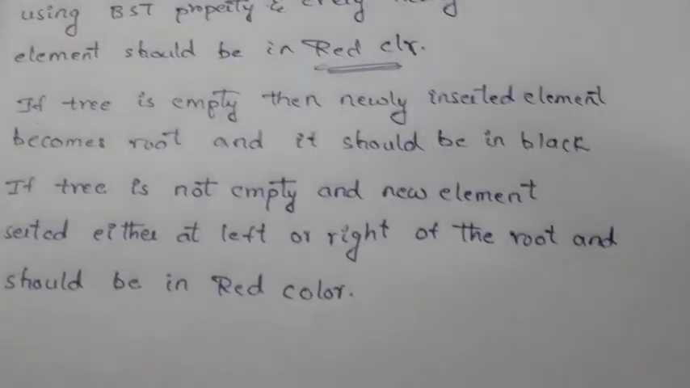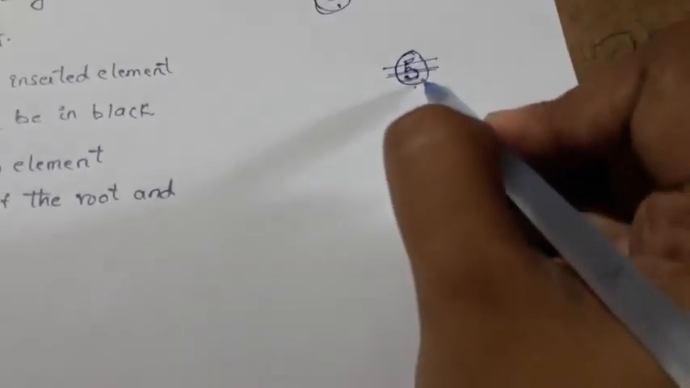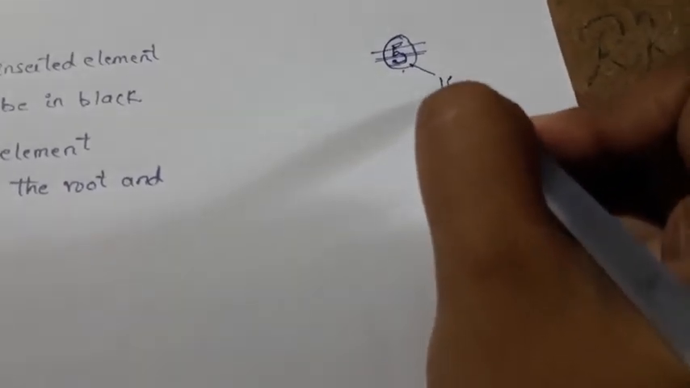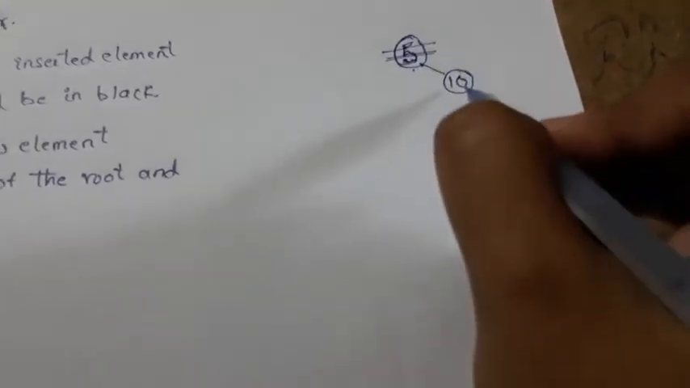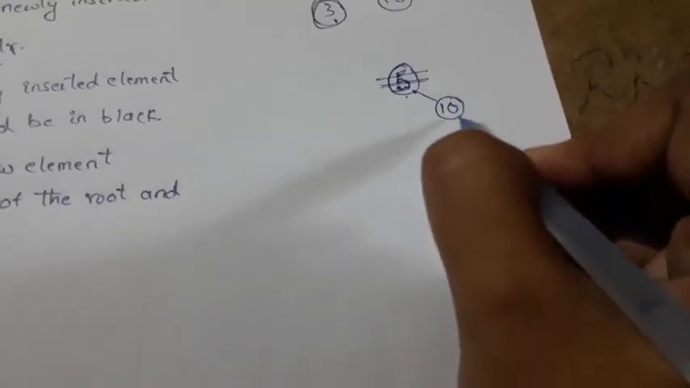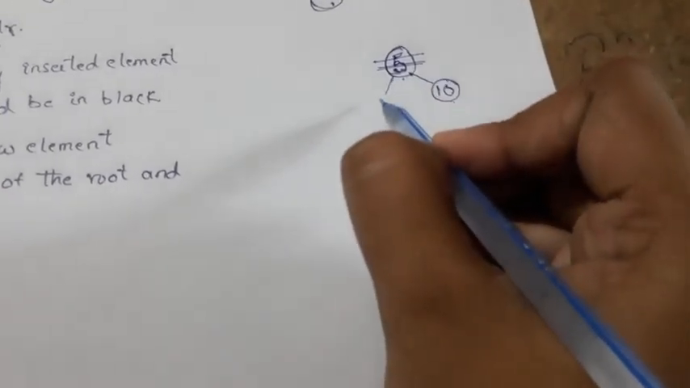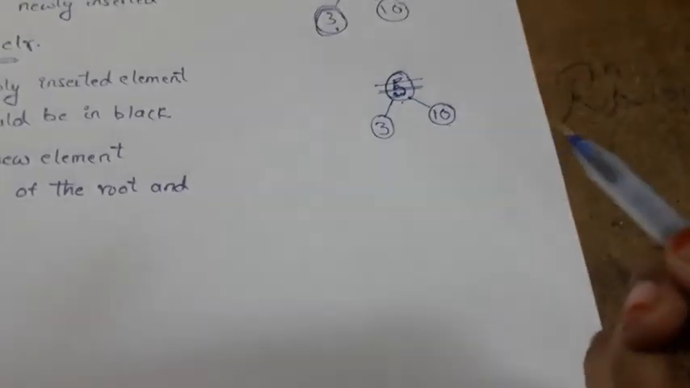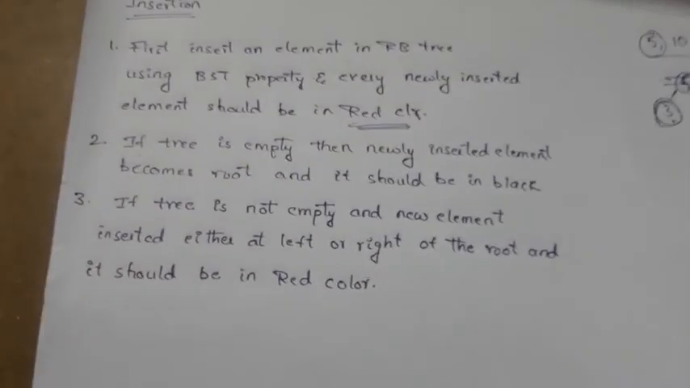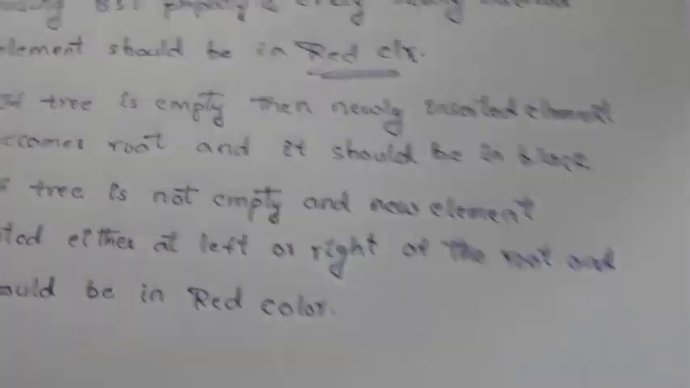Simply 5, 10, 3, we have already an example. So for 10, according to the BST property, I have to insert 10 to the right of 5. It is a newly inserted element and it should be in red color. 3 is also a newly inserted element and it will be to the left of 5. These are the main things.